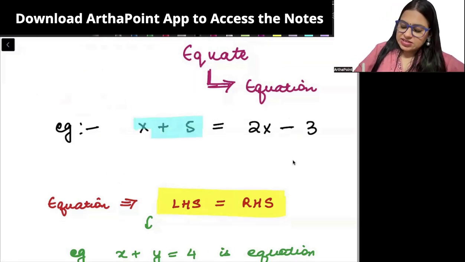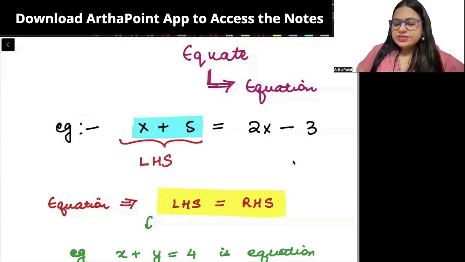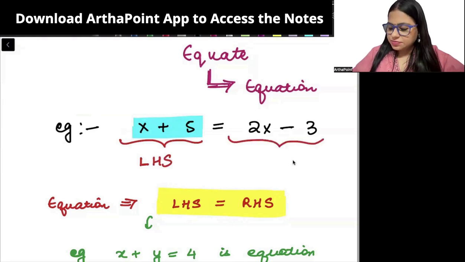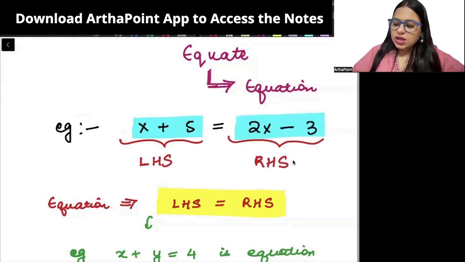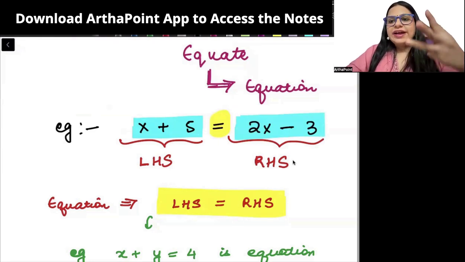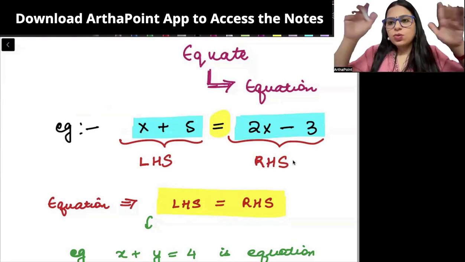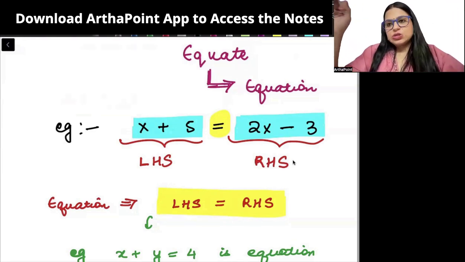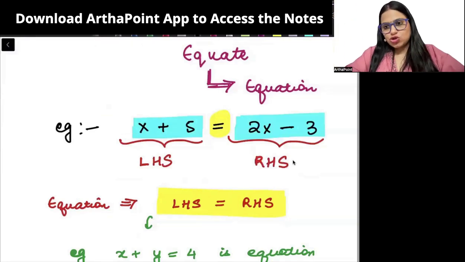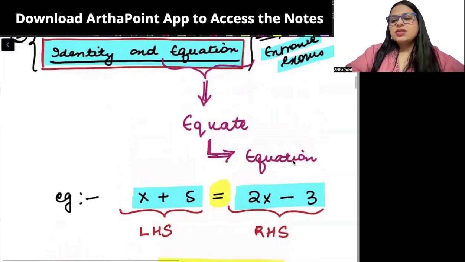There is a left hand side, there is a right hand side, and I am equating the two. मैं इन दोनों को equal कर रही हूं. Right. So wherever we go ahead and we equate, हम right hand side और left hand side को equal करते हैं, that is called as an equation. उसको हम equation बोल देते हैं. Am I clear with it? So wherever we are equating the two, it's an equation.